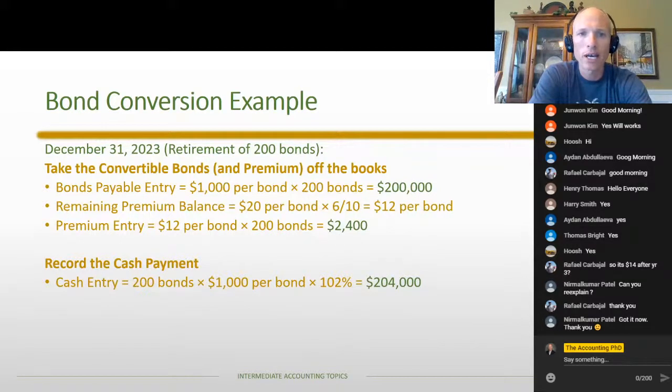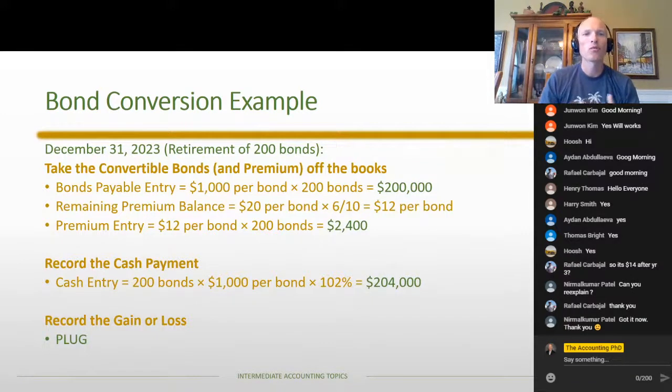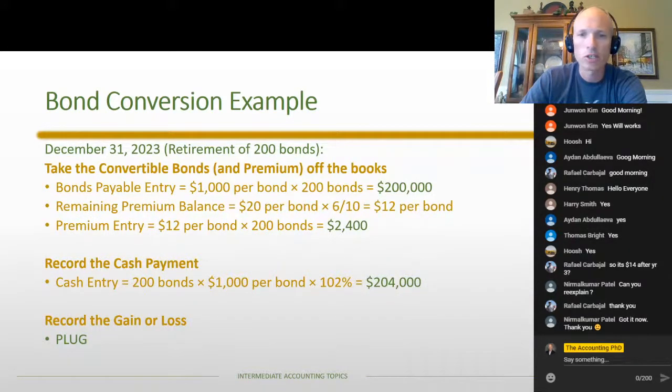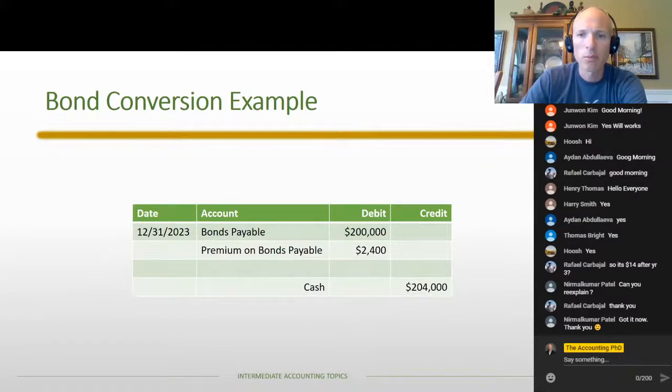Now, because we are retiring these bonds prior to maturity, there could be a gain or a loss. And that gain or loss is just a plug in the journal entry. It's the difference between the amount of cash that we paid and the book value of the bonds that we're taking off of our books. And so again, we have the bonds payable, $200,000, the premium on bonds payable, $2,400. Again, that comes from the prior calculations that we just did. The cash payment is $204,000, and hopefully you see that we paid more than the book value of the bonds. And since we paid more than the book value, there is going to be a loss on bond retirement of $1,600.